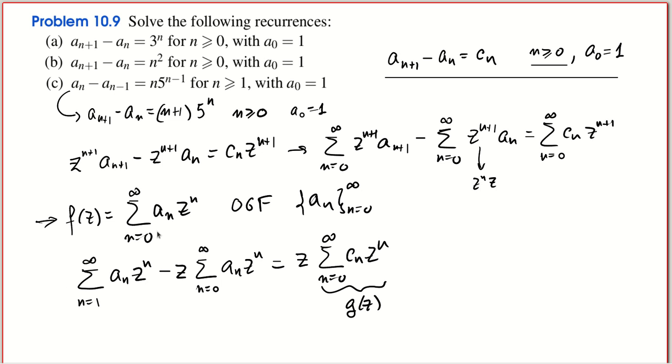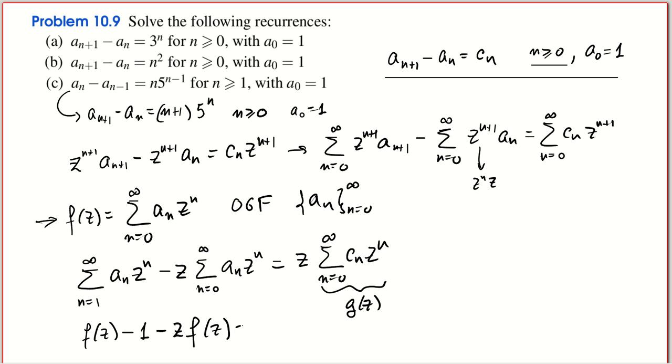This one here is almost the generating function, except for the fact that it begins at a different index. This begins at 1, so the first term, n equal to 0, is missing. But the first term is just a0. So this term here is just f(z) minus a0, and a0 in all cases is equal to 1, so this is minus 1. And then you have here minus z, and the expression here is directly f.